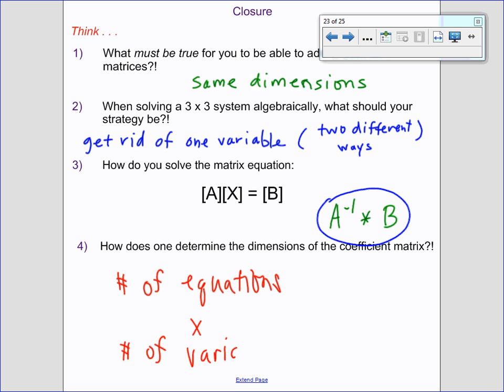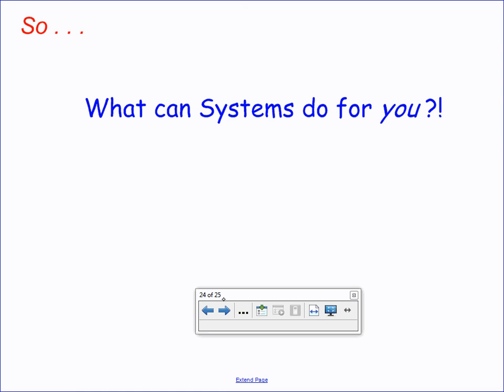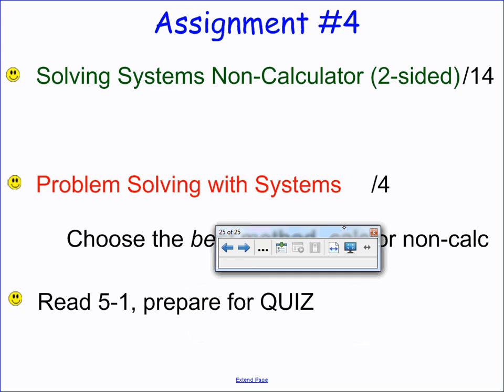Nice job, you guys. So you notice that you've got several different handouts today. So what can systems do for you? Well, the real power of systems is when those variables x, y, or even x, y, and z represent real-life quantities. And so you've got multiple assignments today.